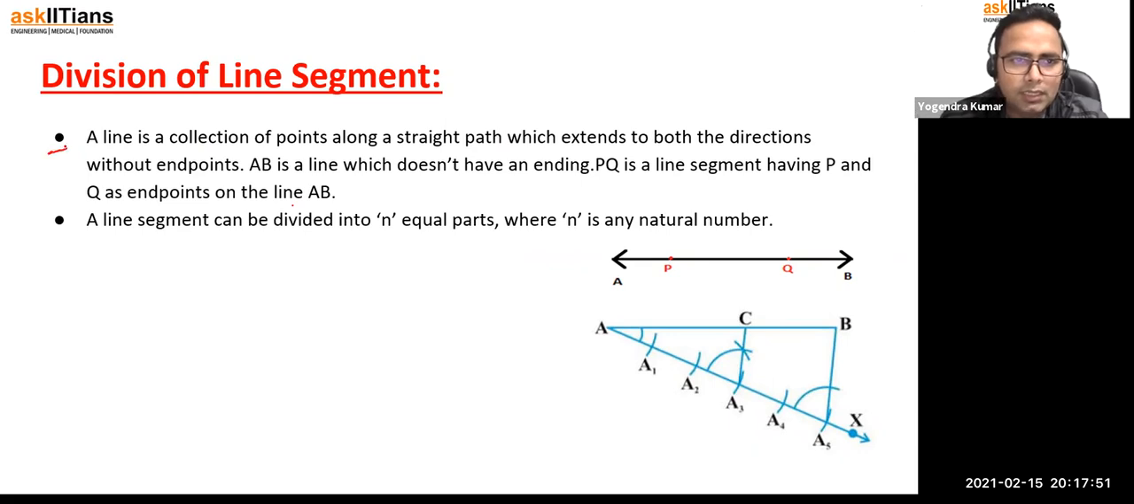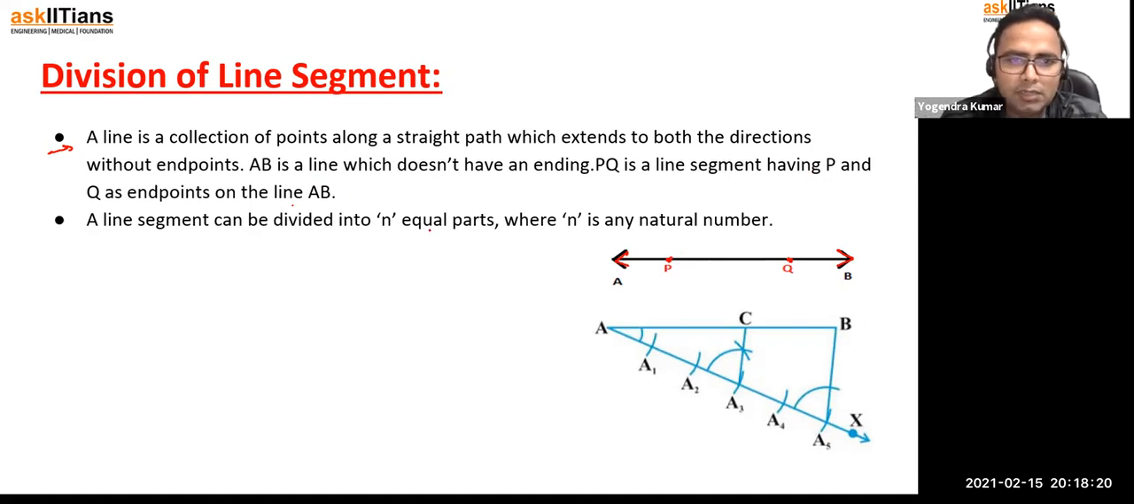This is a basic thing. A line is a collection of all the points along a straight line, which extends in both directions. You can see it is extended to both sides. A line segment is a part between 2 points. AB is a line, which does not have an ending point, and PQ is a line segment. P and Q are the endpoints of the line segment PQ.